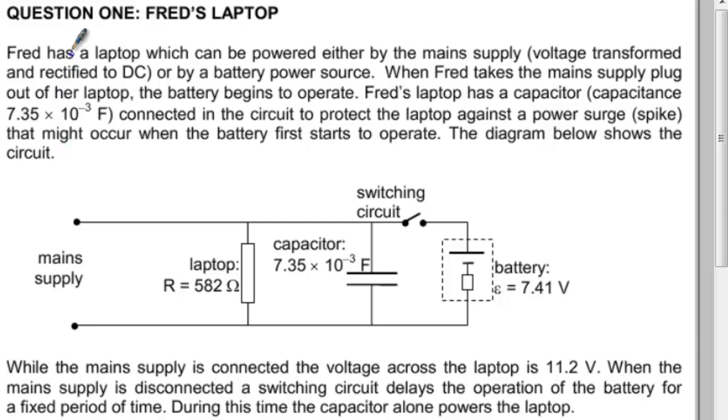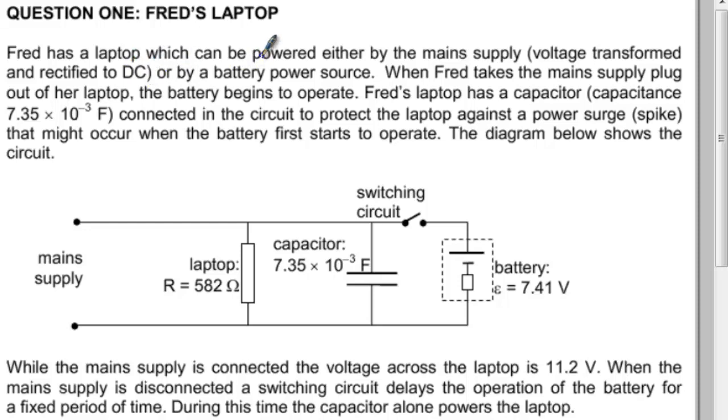Question 1. Fred's laptop. Fred has a laptop which can be powered either by the main supply, voltage transformed and rectified, so that means transformed down from 240 down to the 11.2 volts, and rectified means turned into DC as opposed to the AC that comes out of the wall, or can be run by a battery power source.